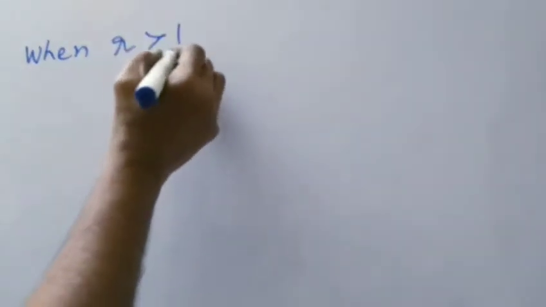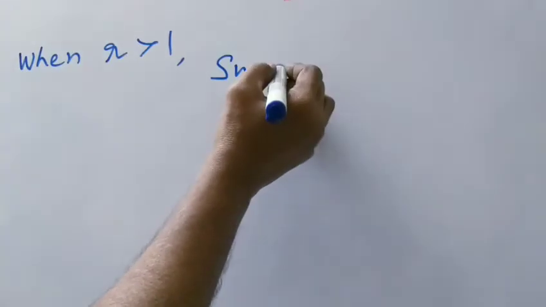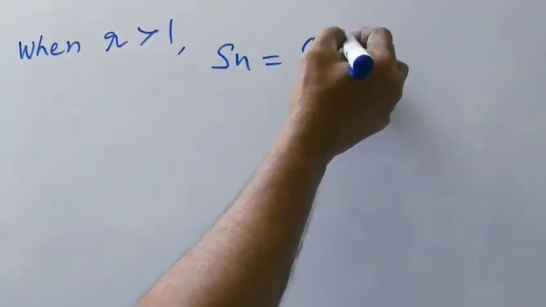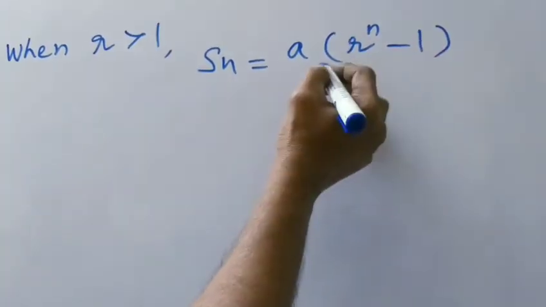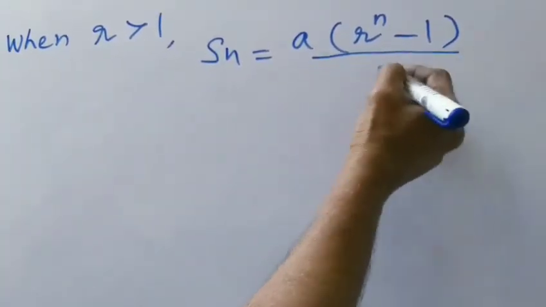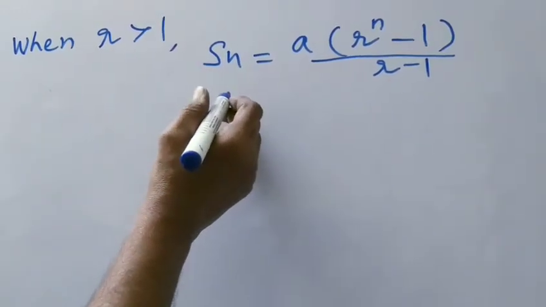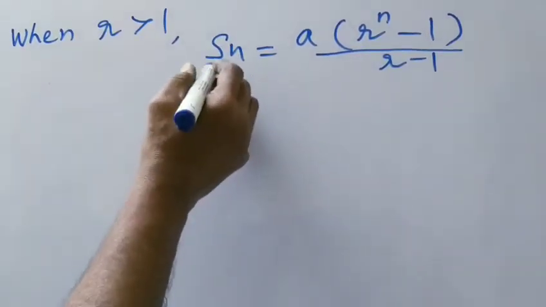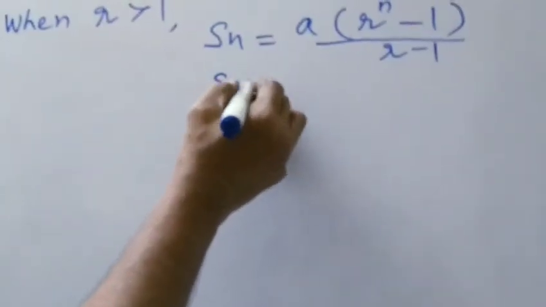When the common ratio R is greater than 1, the sum to n terms is equal to A times (R to the power of n minus 1) divided by (R minus 1). So here we need to find S10. Sum to n terms means here S10, in place of n, 10.